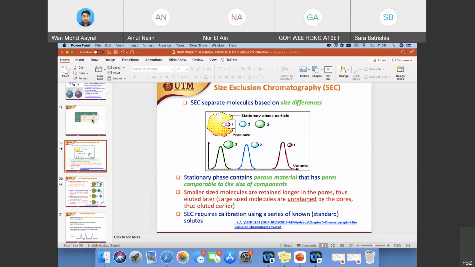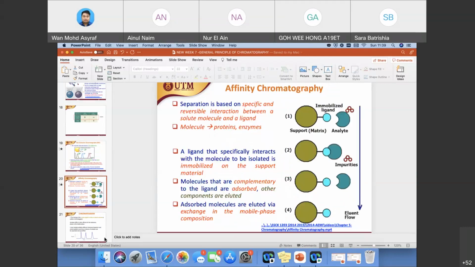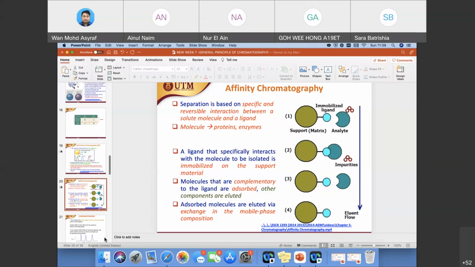All right. And then lastly is affinity chromatography. This is a separation based on the specific and reversible interaction between a solid molecule and a ligand. So usually this is done for the separation of proteins and the separation of enzymes.